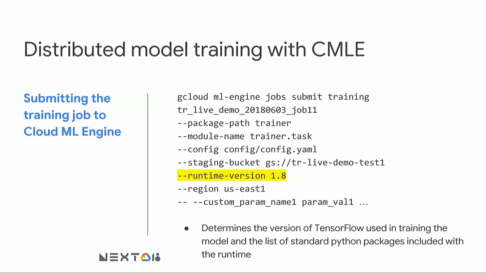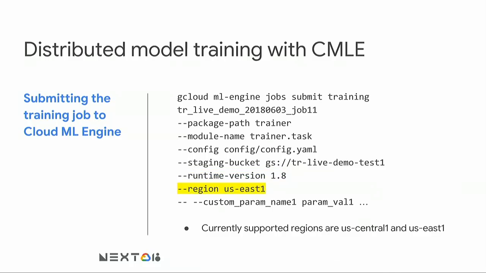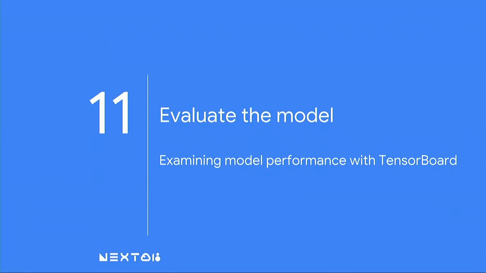This number in runtime version is exactly the version of TensorFlow. So depending on what version of TensorFlow you intend to use, depending on your code dependencies, you will specify the version here. And as I said, each runtime version of CloudML engine comes with a different list of packages already built in to the runtime. Then we need to specify the region. There are 2 regions supported at the moment, US Central 1 and US East 1. And finally, if you need to, you can specify a list of custom parameters that will be passed to your training application.